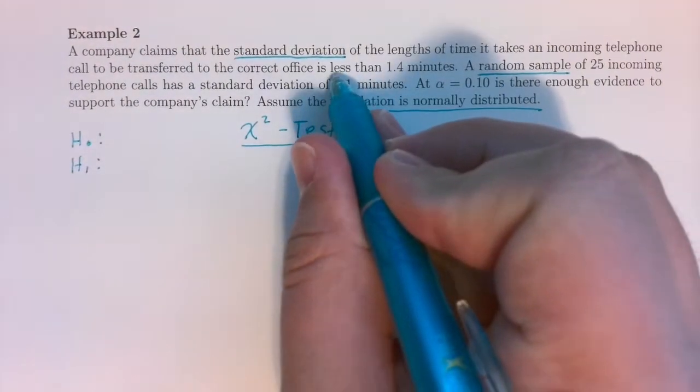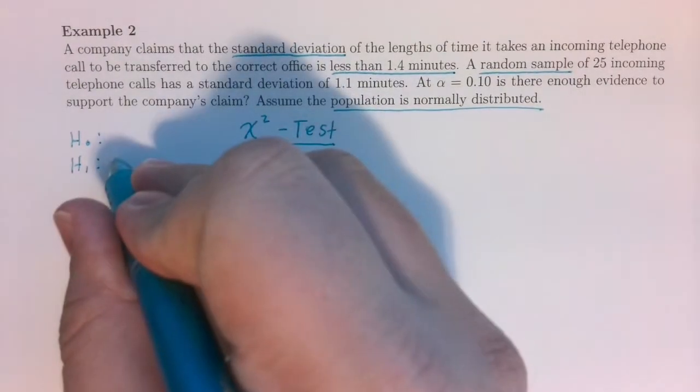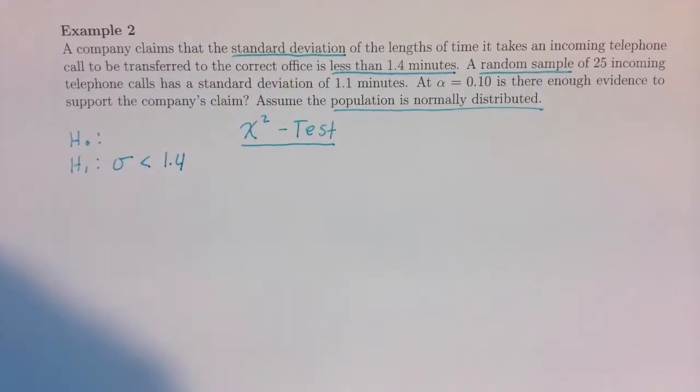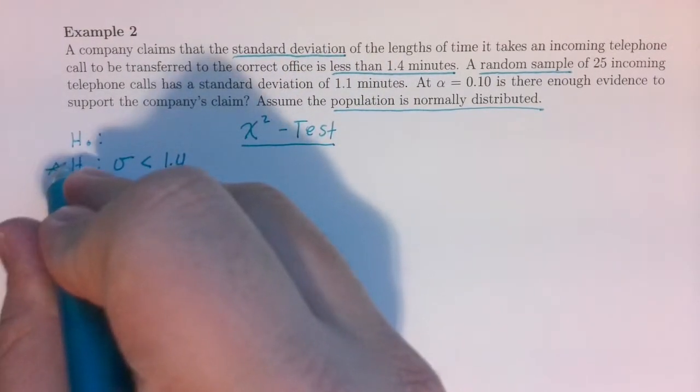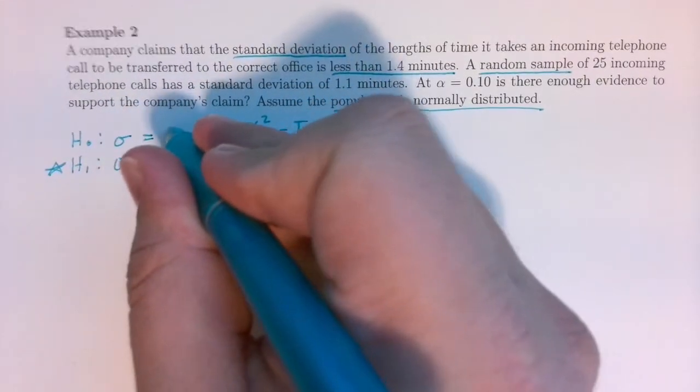Since we want to know if it's less than 1.4 minutes, that is going to be our alternative hypothesis and also our claim. Then our null hypothesis is sigma equals 1.4.